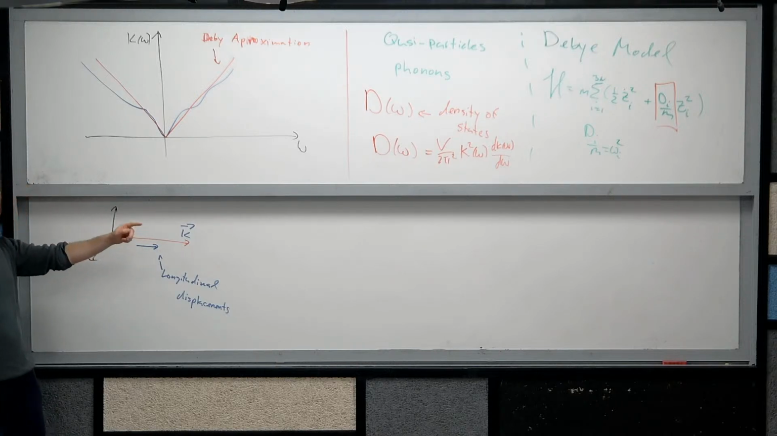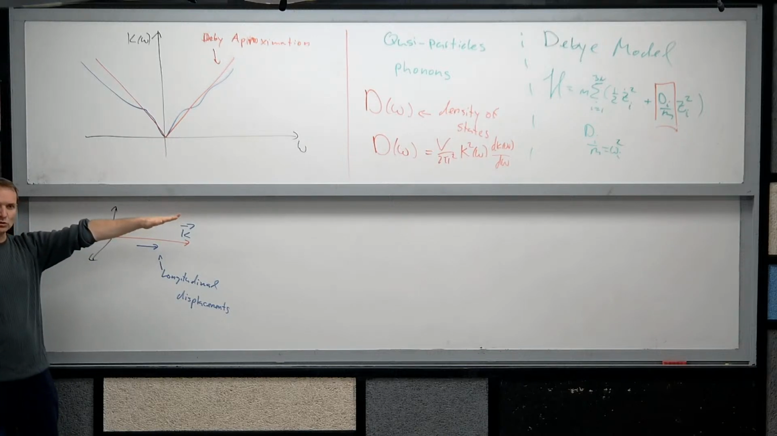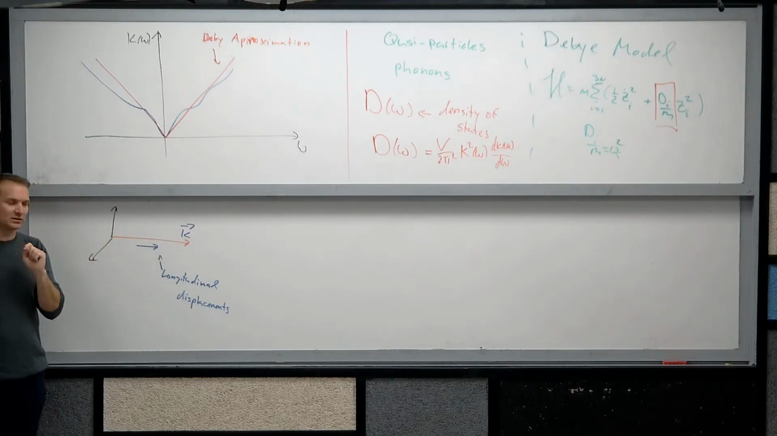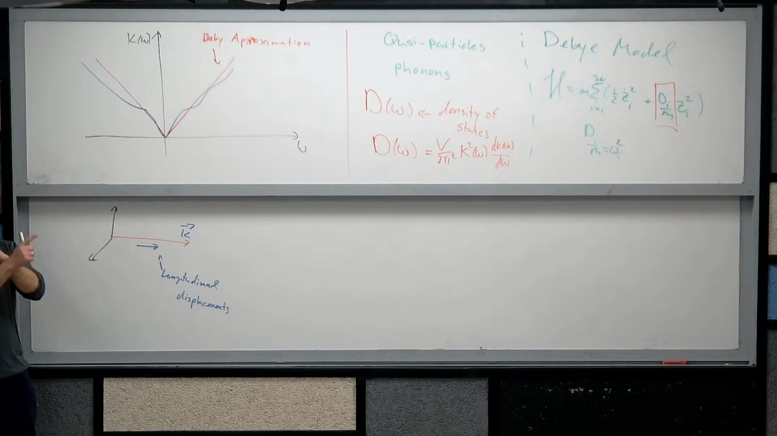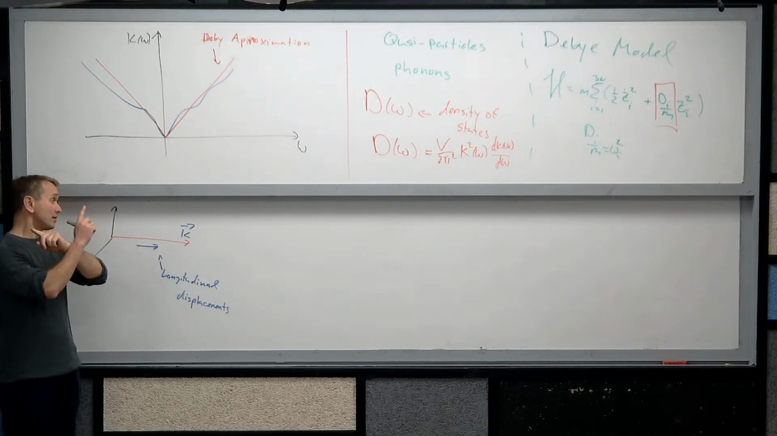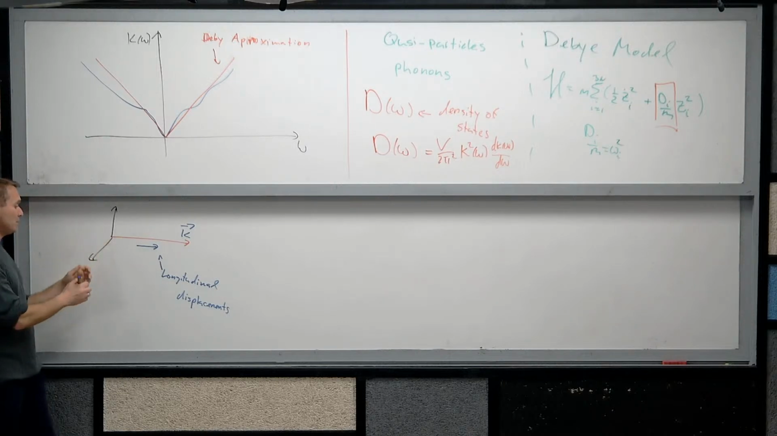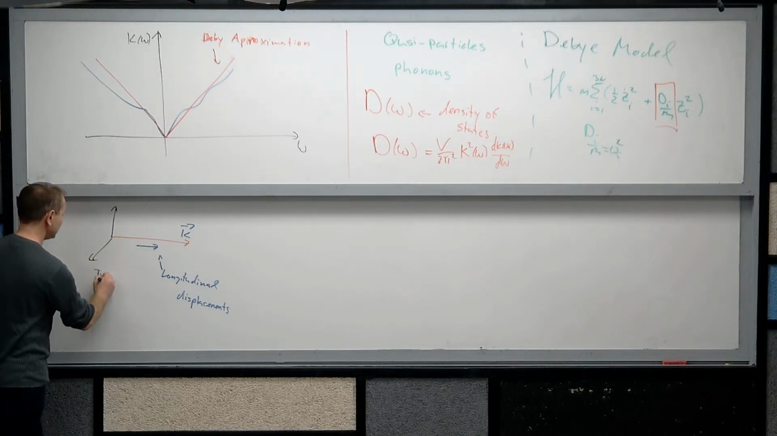So for any given general direction, there is always some specific longitudinal displacement, which is in the direction of propagation of k. So there has to be only one vector that describes them, but there have to be two vectors that describe the transversal displacements.